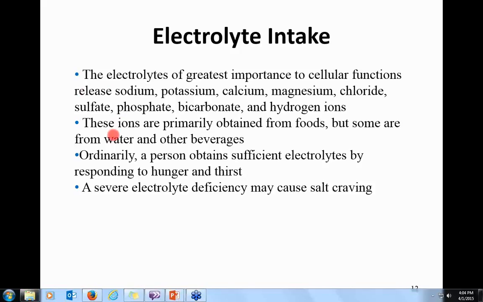Usually, the big take-home point, again, is reiterating which electrolytes are the most important: sodium, potassium, calcium, magnesium, chloride, sulfate, phosphate, bicarbonate, and hydrogen ions. Again, most of these ions are obtained from food. Just by our normal eating and drinking habits, we should be able to obtain a sufficient amount of electrolytes. Sometimes an electrolyte craving or deficiency can lead to cravings of salts, for example, among other things.